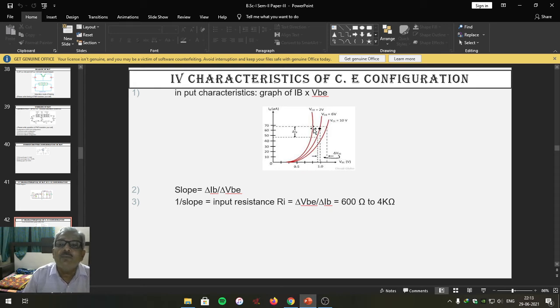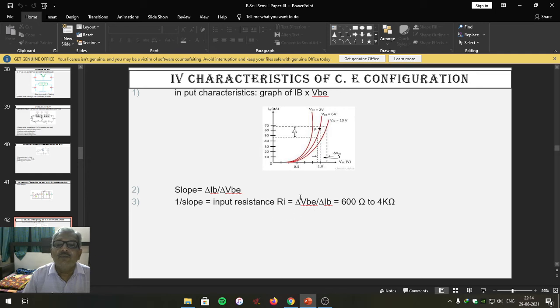If you take the slope of a particular curve, you may take a particular point, draw a tangent on it, and find its slope. Here is a delta IB, whereas this one is the delta VBE. Slope is delta IB upon delta VBE. We are well aware how to determine the slope. Take the reciprocal of the slope, that is 1 upon slope. When you take the 1 upon slope, it gives the input resistance.